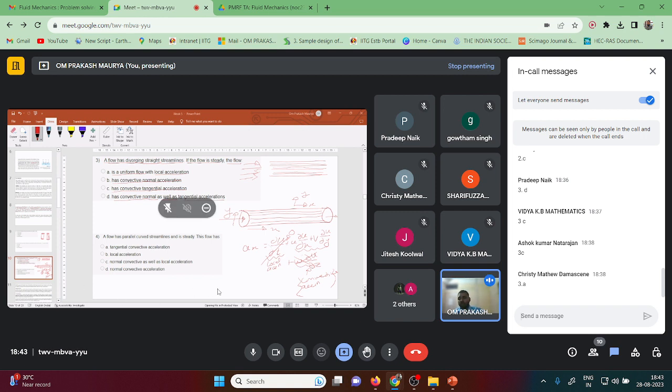Please go through question number 4 and write your answer in the chat box. Question 4 is about whether the flow has parallel curved streamlines and is steady. Here also it is the case of steady, but in the previous one the streamline was straight, while here the streamline is curved. So is it the local acceleration, the convective acceleration, or both?